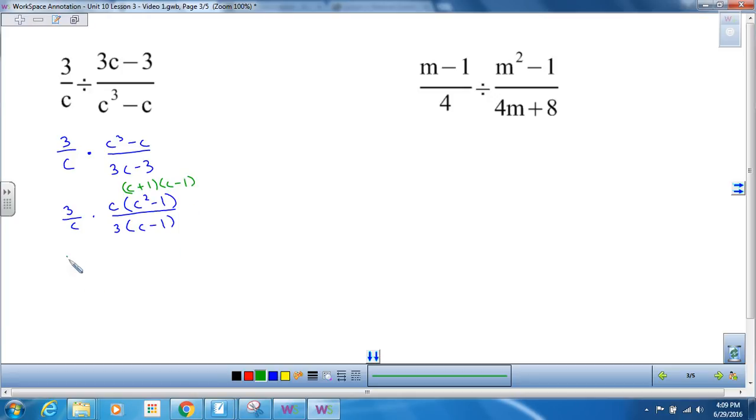So let me write that out. So you have that c out front, and then c plus 1, c minus 1, all over 3 times c minus 1. Okay, now we have several things that will cancel. First of all, these 3's will cancel. You can cancel the 3 now because the 3 has been pulled outside of the parentheses. Same thing with these c's. And then you have c minus 1. So really the only thing we have left is c plus 1.